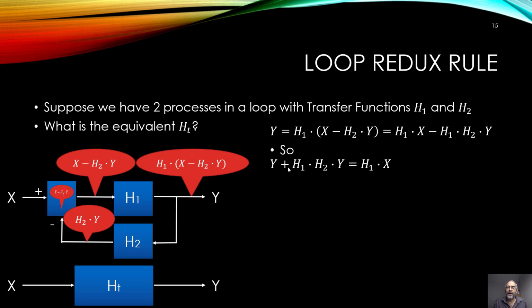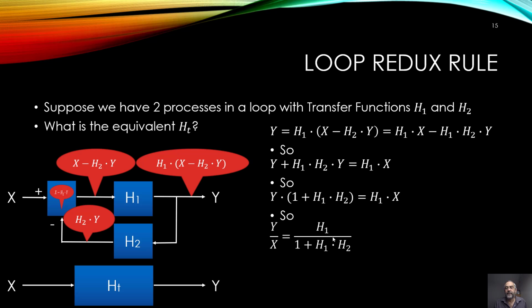So then we find Y plus H1 times H2 times Y is H1 times X. Now we have Y on one side, X on the other side. Then again, distribution. So we have a Y here at both places. We can take it out of the brackets. It's Y times (1 plus H1 H2) is equal to H1 X.